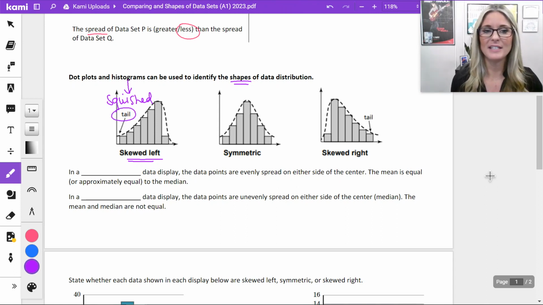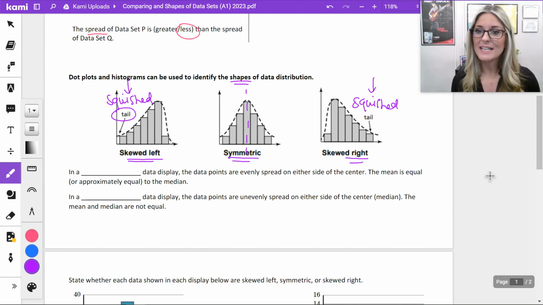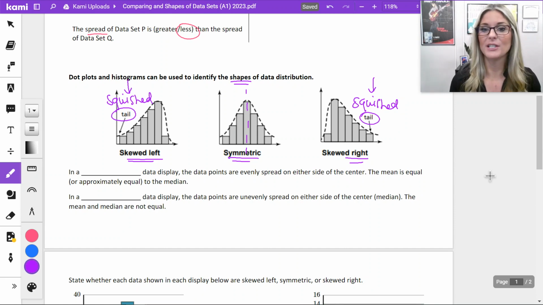People also talk about the tail, where the tail is. So you might read a question that says the tail of the data is on the left side. That would tell you that it is skewed left. Symmetric is exactly like it sounds. It's very evenly distributed and balanced in the data distribution. Skewed right is also like left. I like to think of it as squished. Where is it squished? On the right side. So the majority of the data is on the left. The tail of the data would also be on the right.